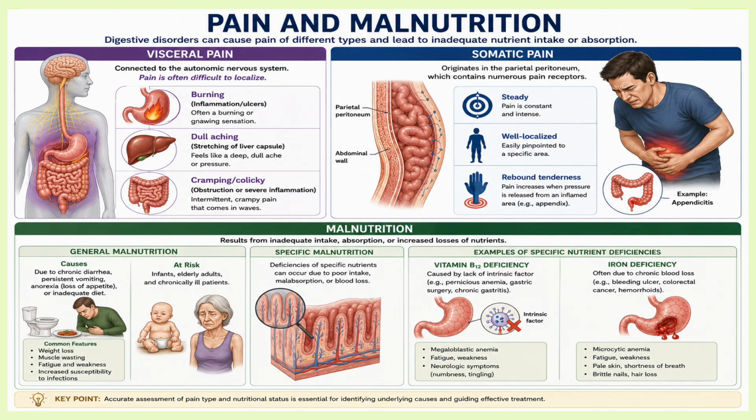A hallmark sign of somatic involvement is rebound tenderness. This is often seen over an inflamed area like the appendix.